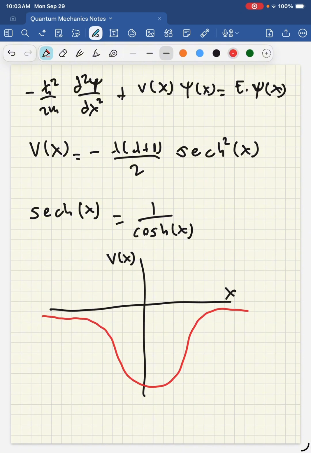Like a potential well, pretty much. Similar to the harmonic oscillator. We will see how this is related down the line. So this is what this potential looks like. Lambda is an integer, so lambda is 1, 2, 3, 4, and so on.